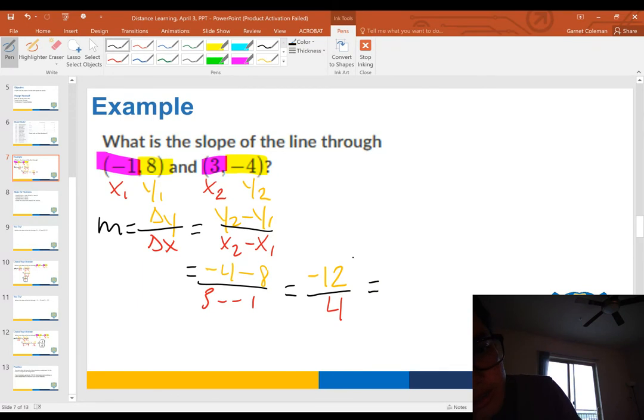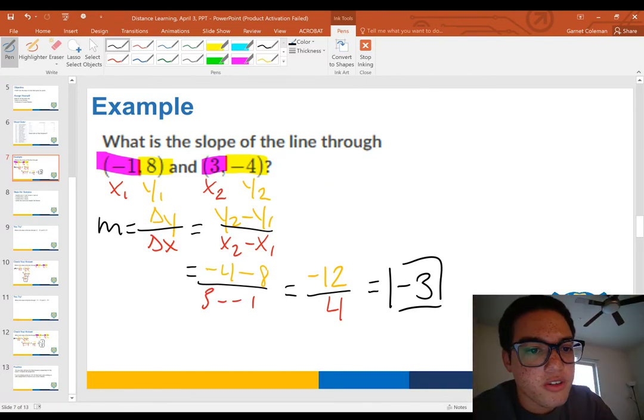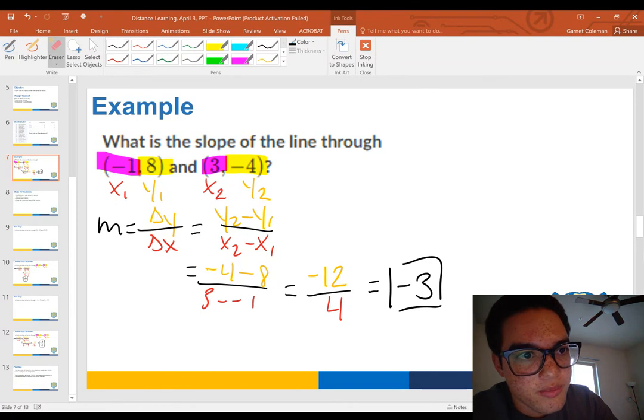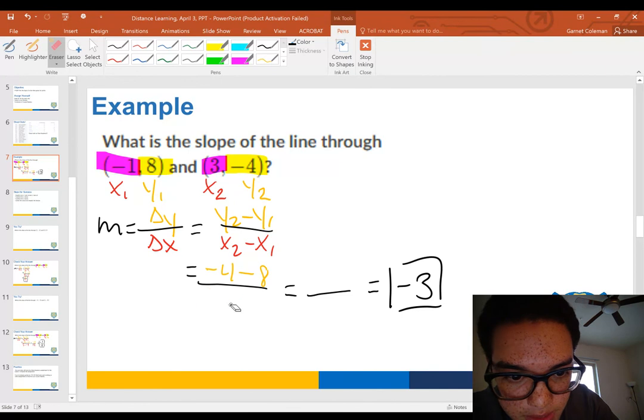I know that we can divide these two numbers, so -12 divided by 4 gets us -3, and that is our slope. Now, you can do this a different way. So I'm going to show us the other way you can do this if you prefer this way. So let me go ahead and erase everything. It's going to be the same process.